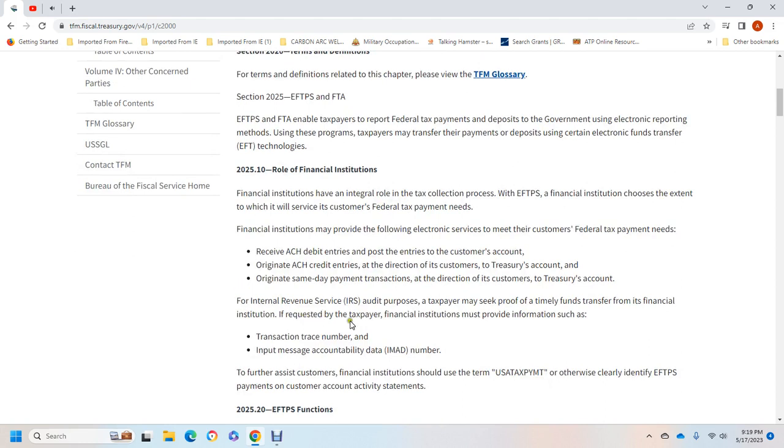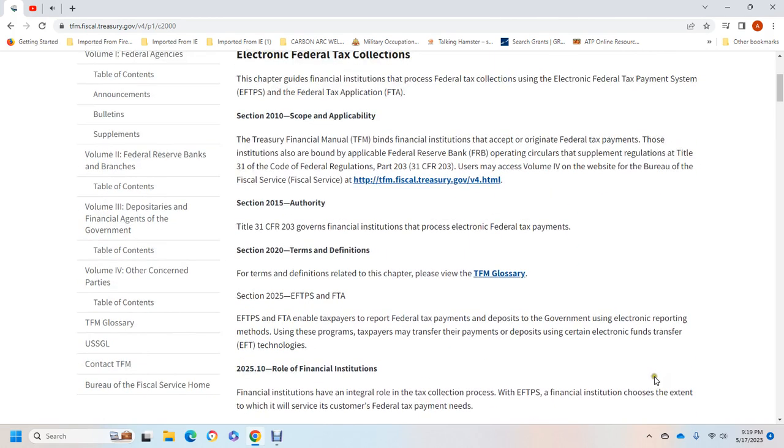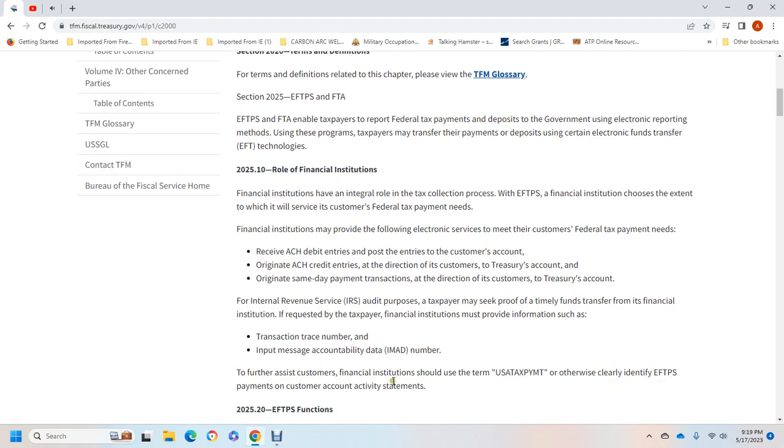For Internal Revenue Service audit purposes, if the taxpayer seeks proof of the timely funds transfer, the financial institution must provide the transaction trace number, input message accountable data number, and further assistance. Customers should use the USA tax payment. Otherwise, clearly, the electronic federal tax payment system appears in the customer's account activity statement.